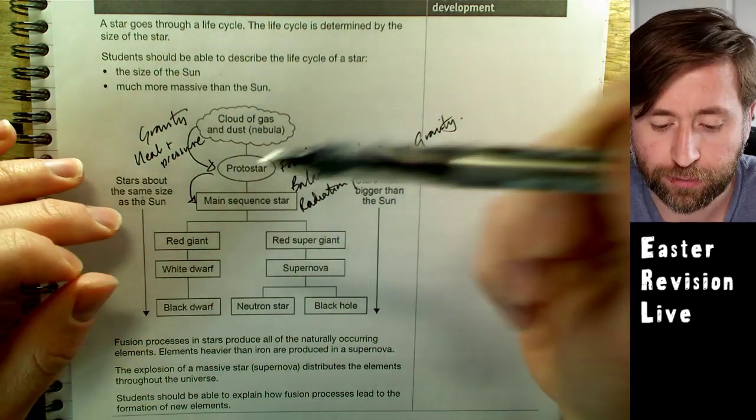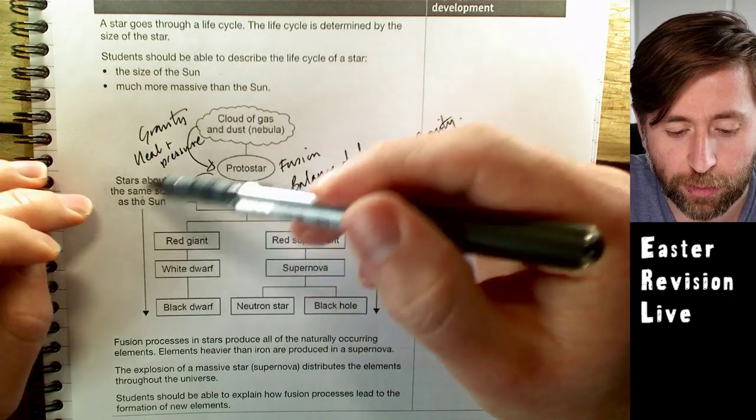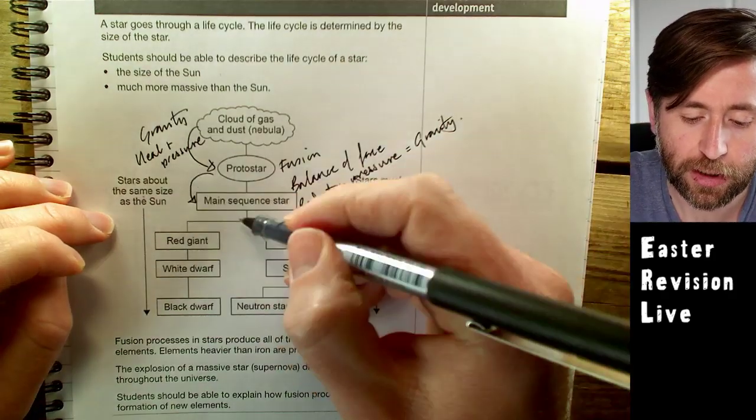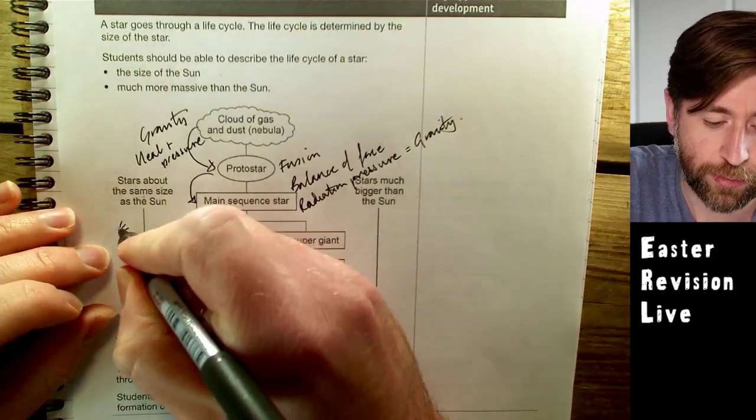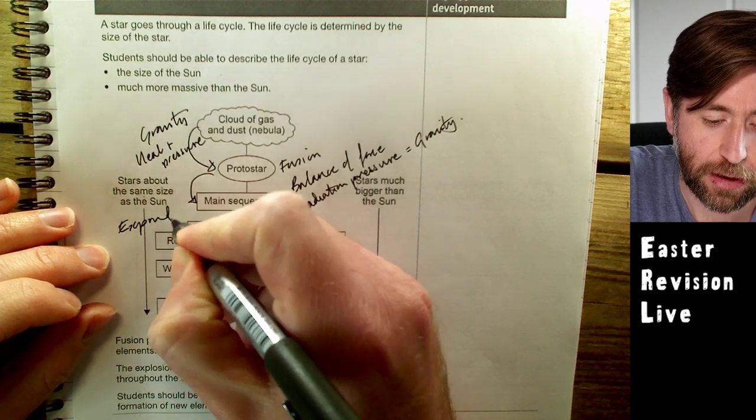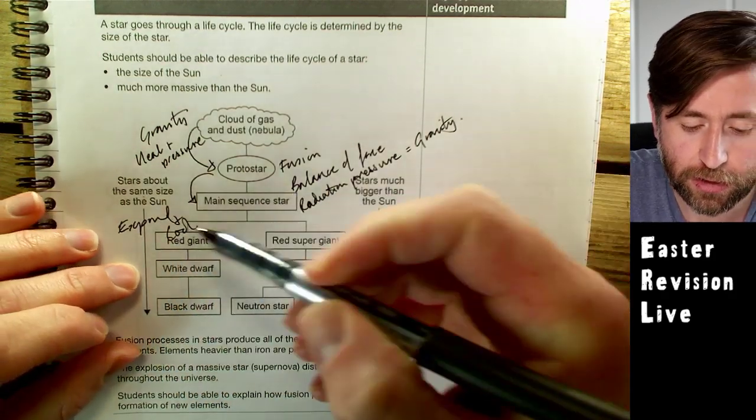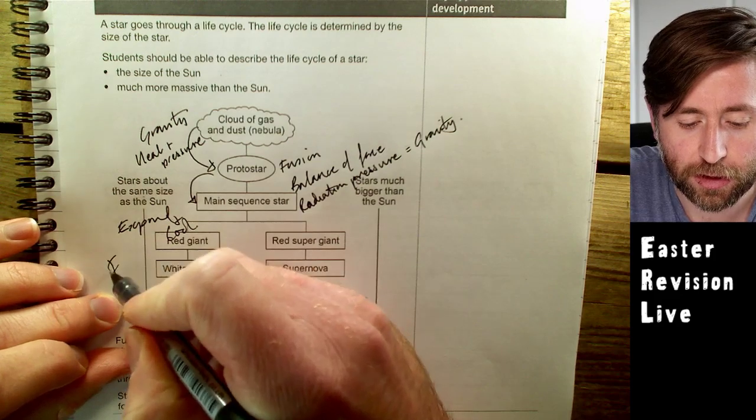Okay, if it's got about the same sort of mass as our sun, then it's going to expand and cool and become a red giant. Then fusion is going to start to slow down.